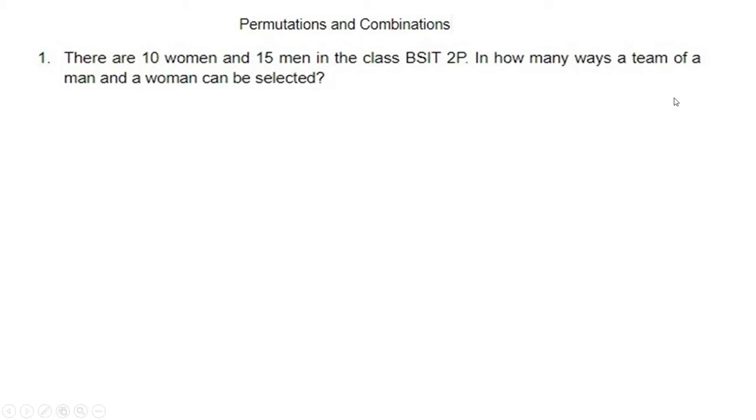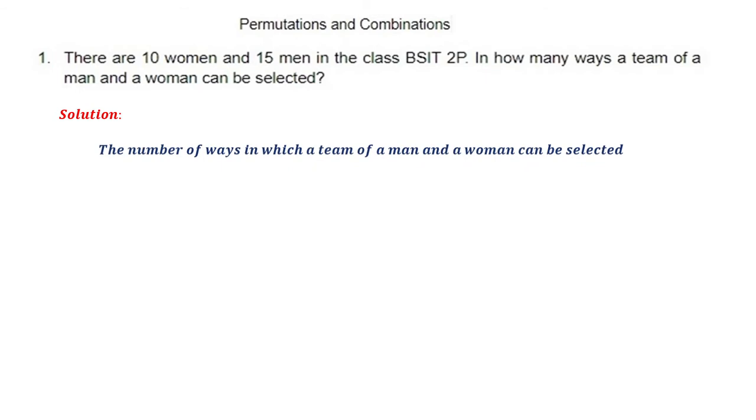We are going to discuss the assignments. So there is assignment number one: there are 10 women and 15 men in the class of BSIT 2P. In how many ways can a man and a woman be selected? So when you see that, remember, we're just counting, the technique of counting. So, solution: the number of ways in which a man and a woman can be selected.